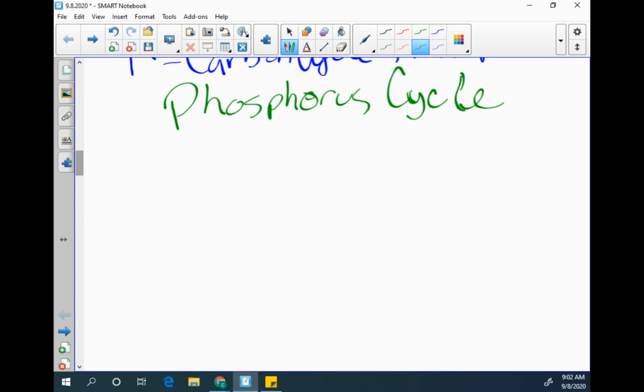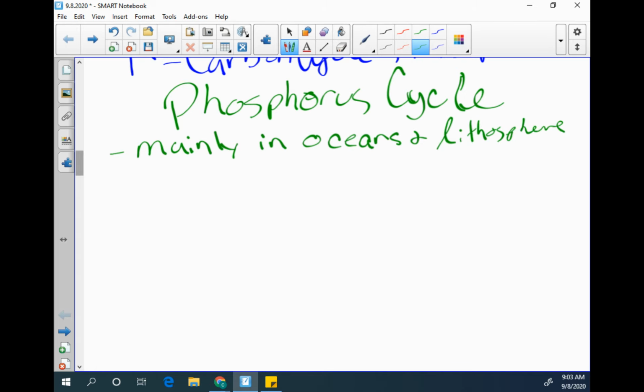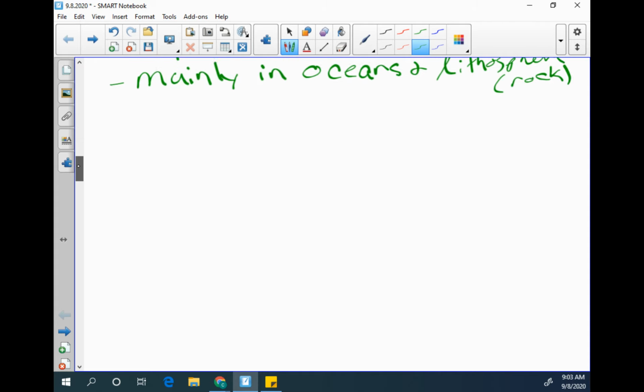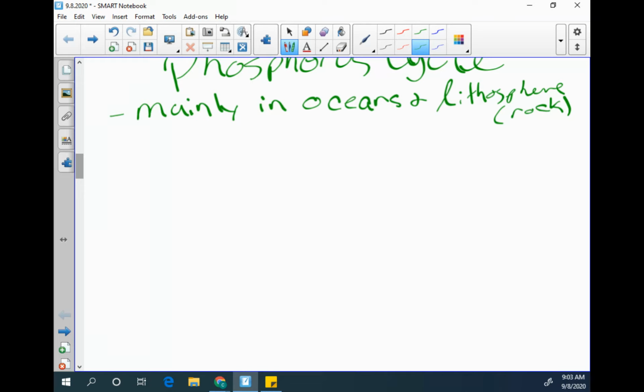The phosphorus cycle mainly occurs in the oceans and lithosphere, which is like the top layer of rock. So it's not really in the atmosphere as much as we would like to think. Mainly in oceans and lithosphere, so we're just going to put rock. Even though we said it wasn't in the atmosphere, I'm still going to draw it out. So atmosphere.